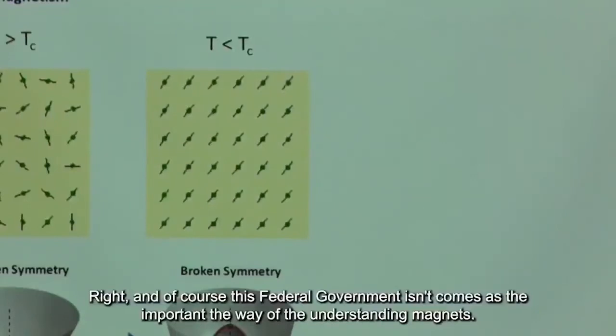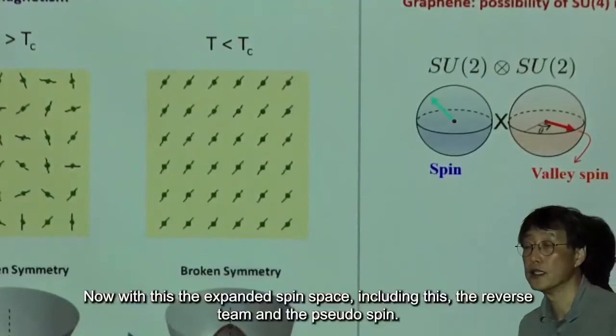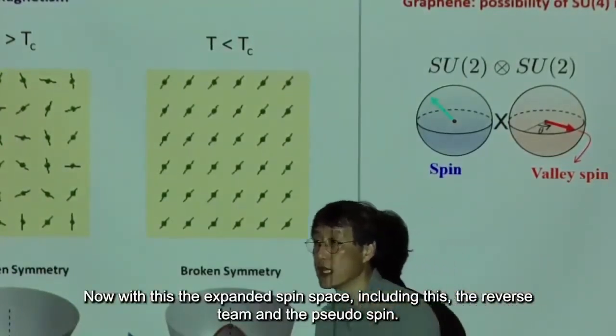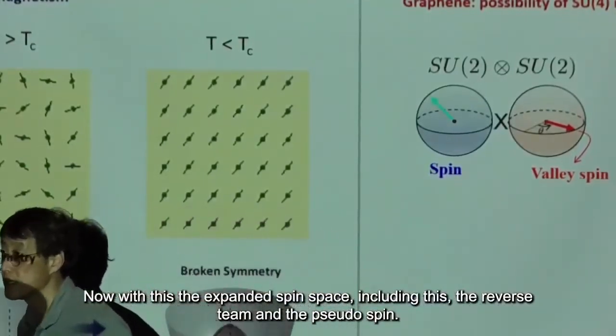And often this ferromagnetism comes as an important way to understand magnets. But now with this expanded spin space, including the real spin and this pseudo-spin, which in the graphene case is the valley pseudo-spin, we can think about the same things in some sense, right? Although in a real magnet it is often the electron spins, which is SU(2), that align in certain directions and then break the symmetry spontaneously.